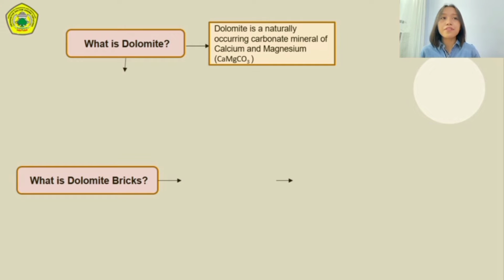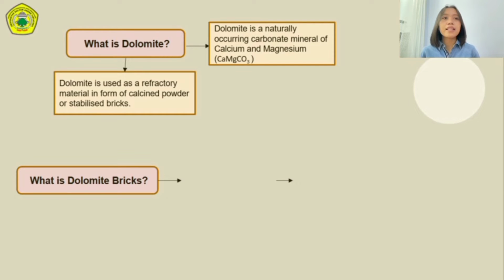Dolomite is a naturally occurring carbonate mineral of calcium and magnesium that commonly forms in small clusters of rhombohedral shaped crystals with saddle-shaped formation. This mineral can also be found in masses or grains and appears as white, gray, brown, green, pink, and black. Dolomite is used as a refractory material in the form of calcined powder or stabilized bricks.